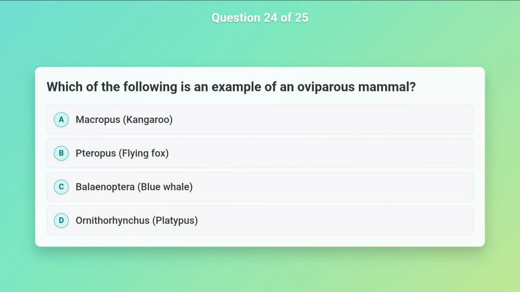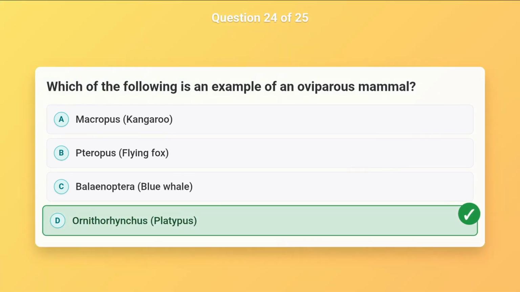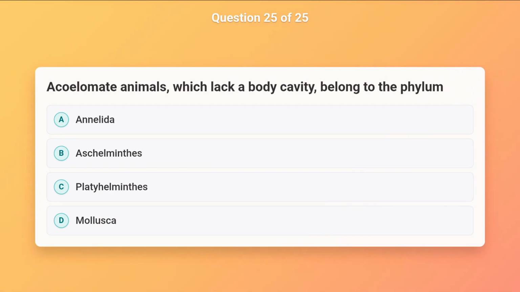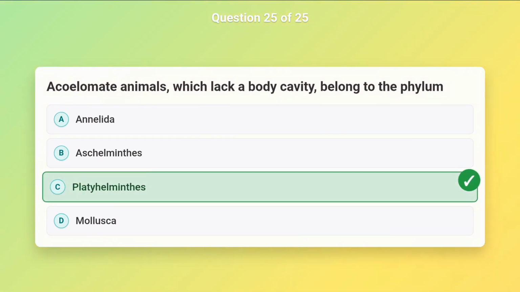Which of the following is an example of an oviparous mammal? Ornithorhynchus, the platypus. Acoelomate animals, which lack a body cavity, belong to the phylum Platyhelminthes.